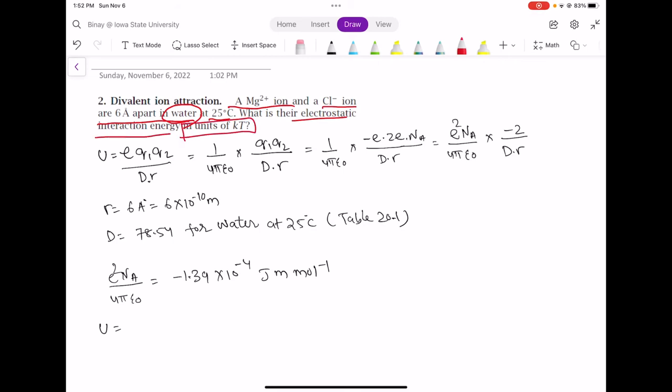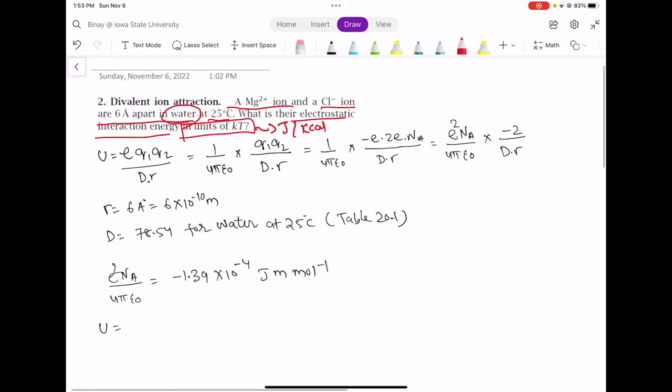So remember, we are not allowed to calculate in terms of joule or kilocalorie. We need to calculate in terms of kT. But before calculating in terms of kT, let's calculate in terms of joule. Then we will go back and calculate in terms of kT. So what we need to do?